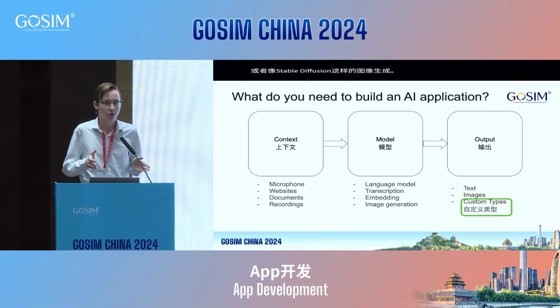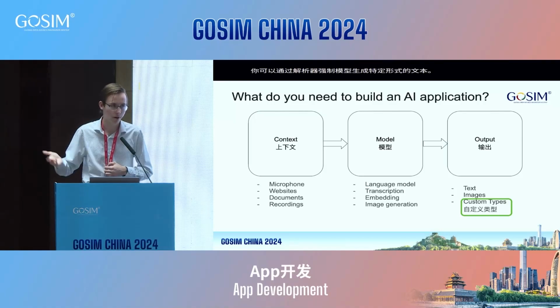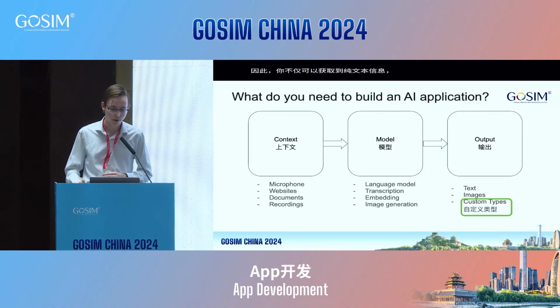So text generation models, large language models like ChatGPT, normally just output text. But with GOSIM, you can use a parser to force the model to generate a specific form of text. So instead of getting out just text, you can get out a specific structure, like a name of a speaker with more information on the speaker, like their age, a description, etc. And you're always guaranteed to get that specific format, which means you can always parse it into the type you give it.